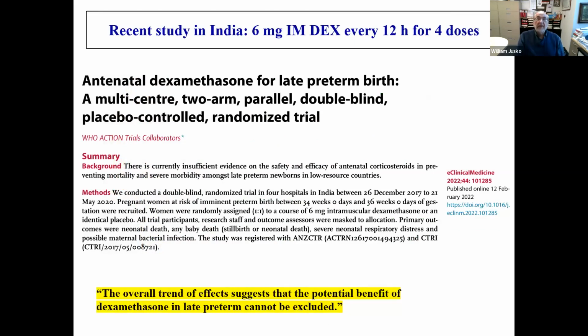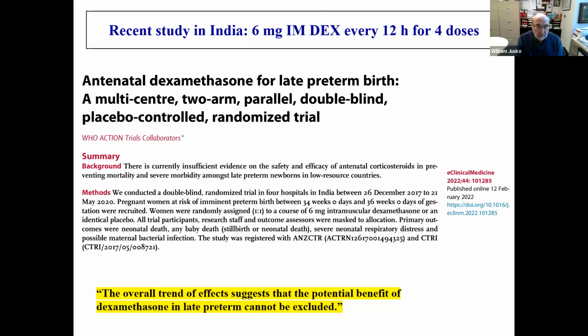A very recent study indicates and supports what I just said. The World Health Organization ACTION trials collaborators. So there's these ACTION trials supported by the World Health Organization. And look at the background statement. It says there is currently insufficient evidence on the safety and efficacy of antenatal corticosteroids in preventing mortality and severe morbidity amongst late preterm newborns in low resource countries.